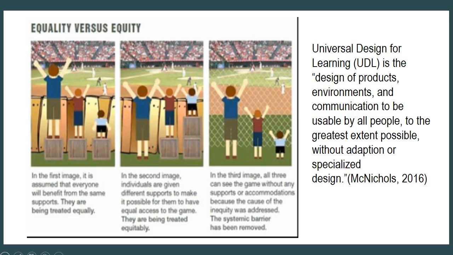The third one, I think, captures the very essence of universal design, or UDL. In the third image, all three can see the game without any supports or accommodation because the cause of the inequity was addressed. The systemic barrier has been removed. So instead of trying to accommodate for the barrier, in our third image, we take a look at what the barrier is and try to reduce or eliminate that barrier so that every person has the same opportunity to learn and hopefully achieve the same result.